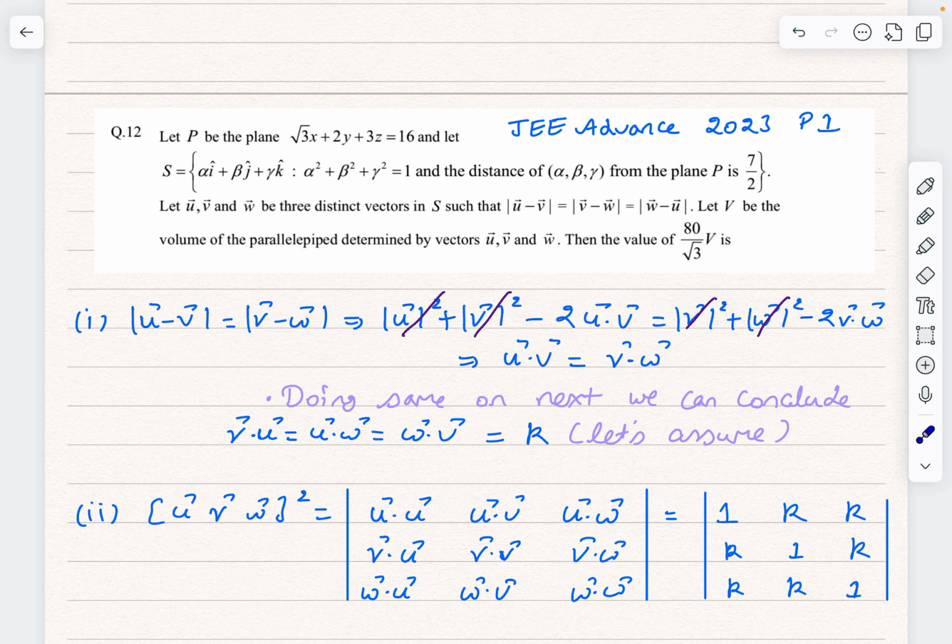This says that let P be the plane square root 3x plus 2y plus 3z equals 16 and let S be a set of vectors such that alpha square plus beta square plus gamma square equal to 1 and distance of alpha beta gamma from plane P is 7 over 2. Let u, v, w be three distinct vectors in S such that mod u minus v is equal to mod v minus w is equal to mod w minus u. Let V be the volume of the parallelepiped determined by the vectors u, v, w and the value of 80V by root 3. Now, this is a very good problem.